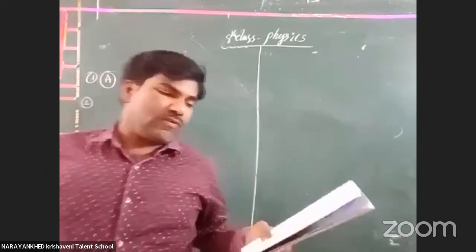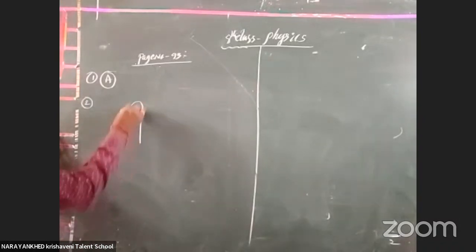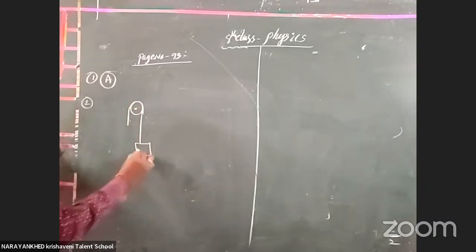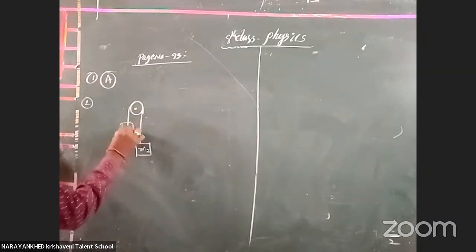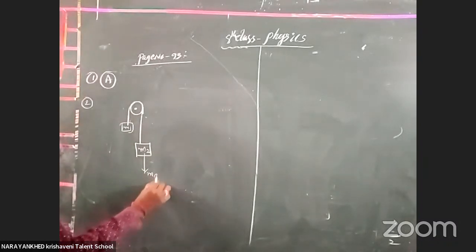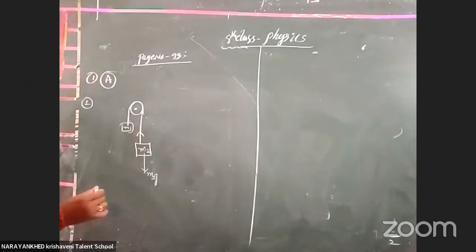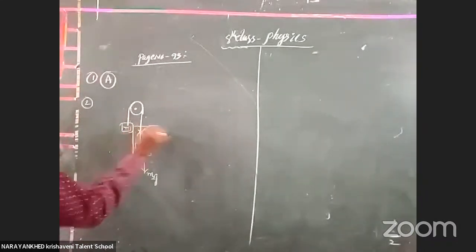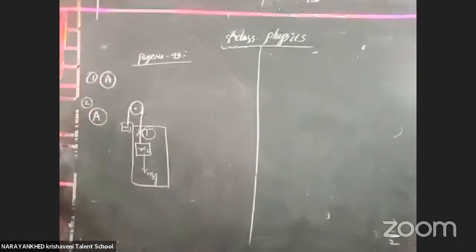There are two forces working on the mass. This is the mass they have given. Here M2 is given, and here M1 is given. On M2, one force is working downward, that is M2g. And one more force is also working on it, that is the tension. These two forces are the only ones working on it. That's why the answer is A. Two forces are working on it.